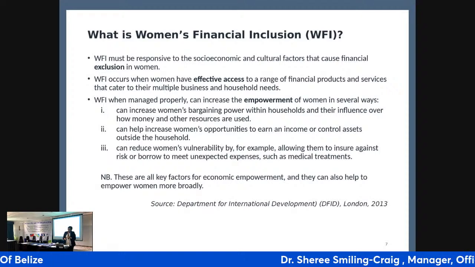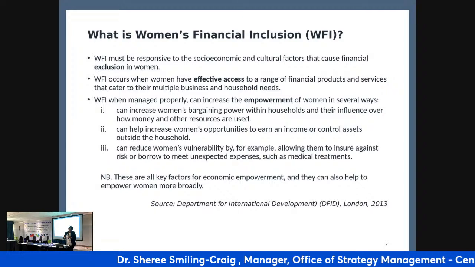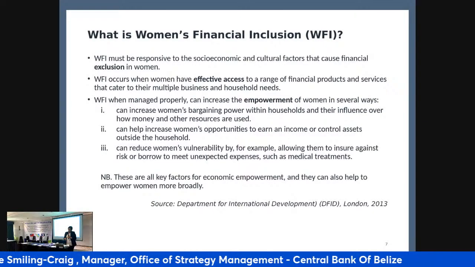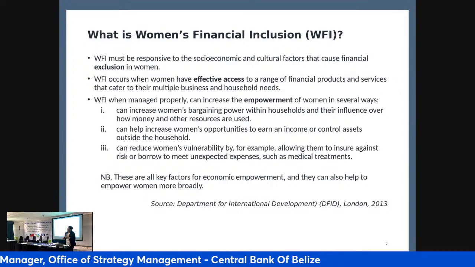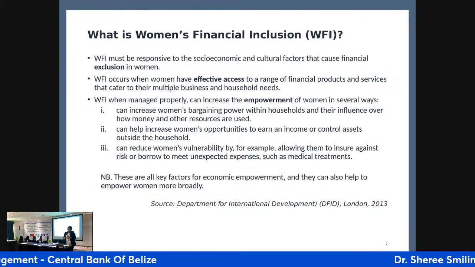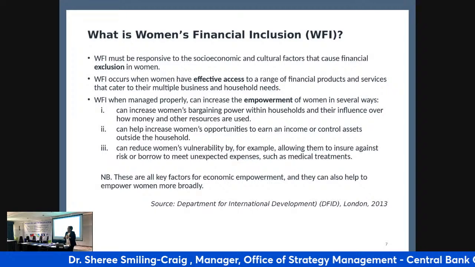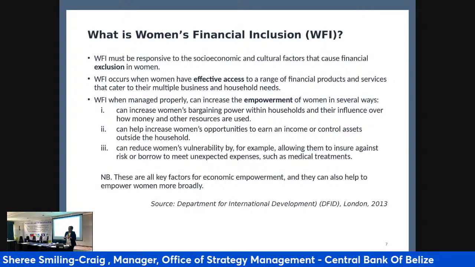Women's financial inclusion occurs when women have effective access to a range of financial products and services that cater to their own business and household needs. Women's financial inclusion, when managed properly, can increase empowerment of women. I'm sure you all think that, right?